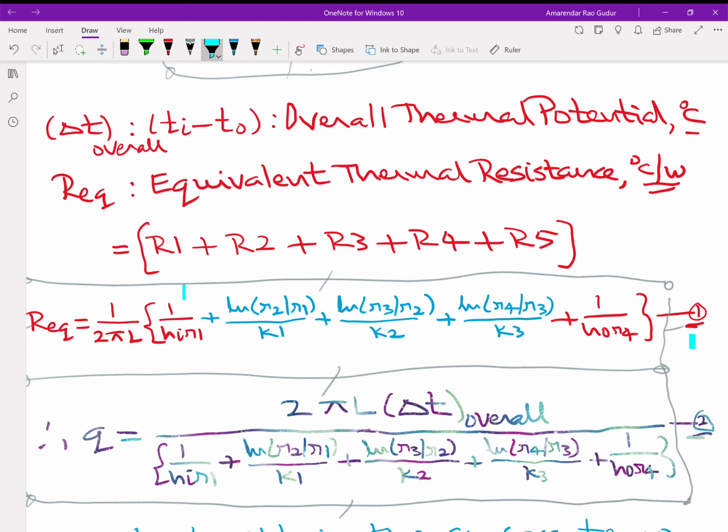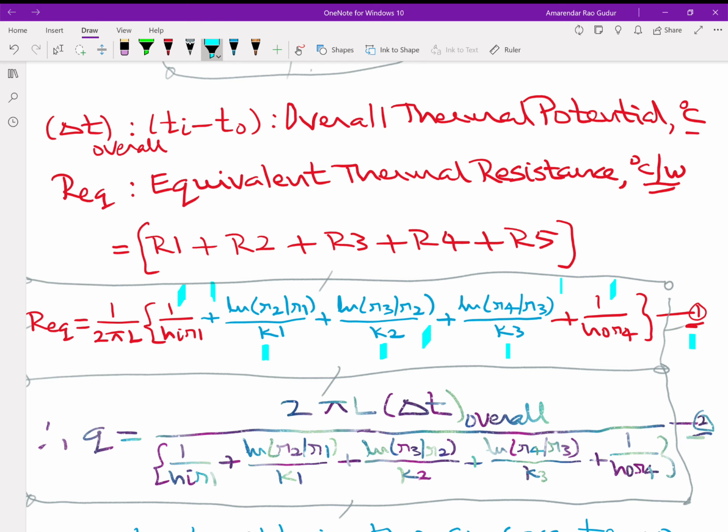You begin with inner convection and terminate with outer convection. In the middle, we are going to have as many conductive resistances as the number of layers. If we have a composite cylinder with only 2 layers, we stop conduction here. Then we go for 1 by h0 R3. If we have one more layer, then the corresponding conductive resistance would be log R5 by R4 by K4. The area would be enhanced, so it's going to be 1 by h0 R5. That way the conduction terms are flexible. You can have as many as you wish.